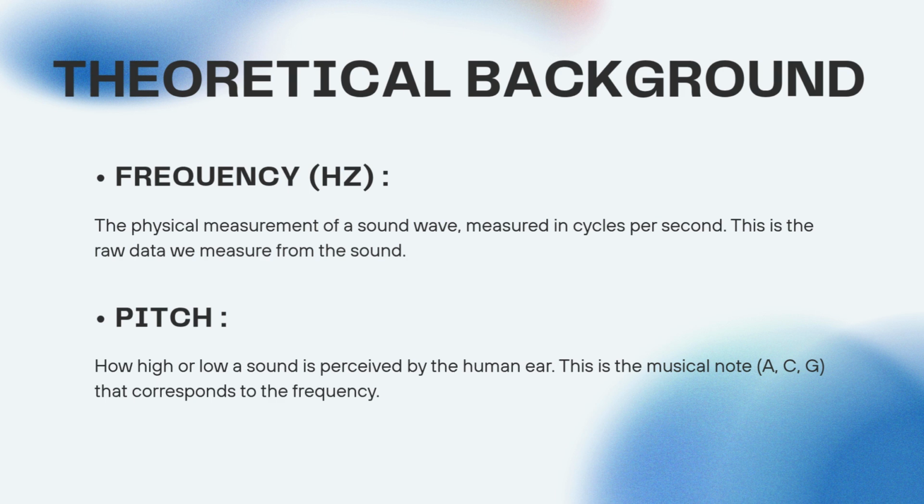It is important to distinguish between two terms we'll be using constantly: frequency and pitch. Frequency is the physical measurement, the number of cycles a sound wave completes per second, measured in hertz. This is the raw data our sensor captures. Pitch, on the other hand, is the perceptual measurement. It describes how high or low a sound is perceived by the human ear. This is the musical and usable output, the note name, like A, C or G. Our detector bridges the gap between these two worlds. It accurately measures the raw frequency and then calculates the corresponding pitch.